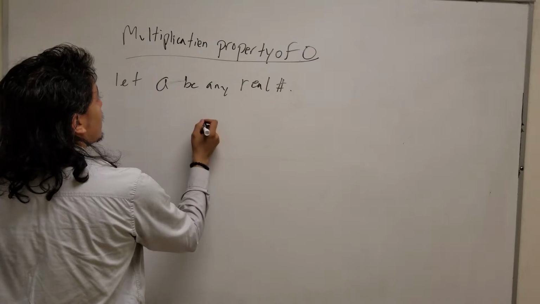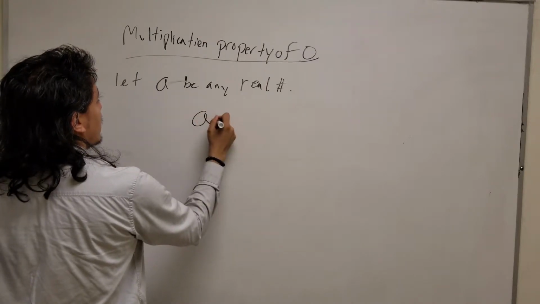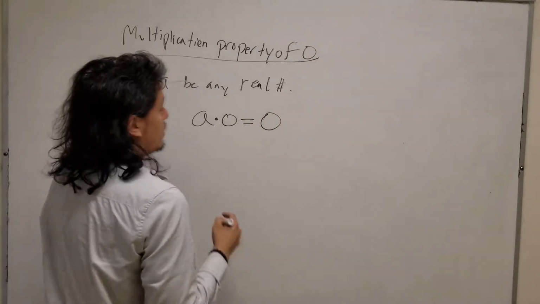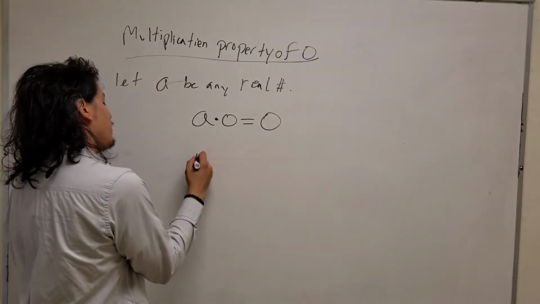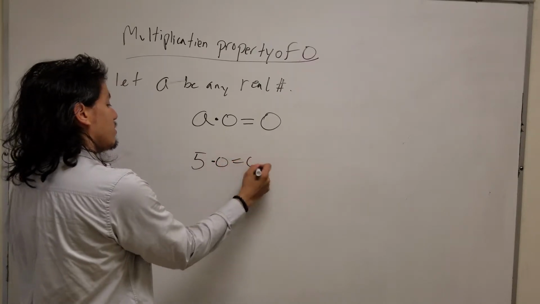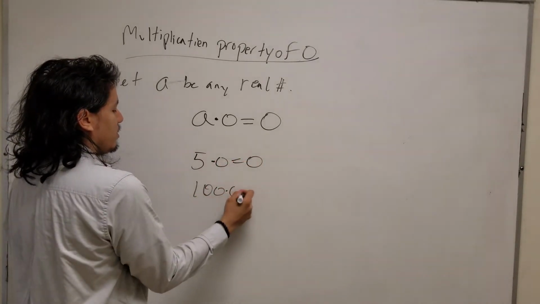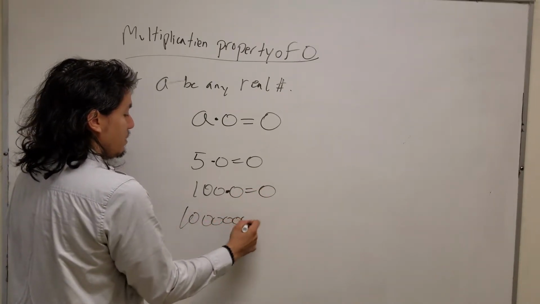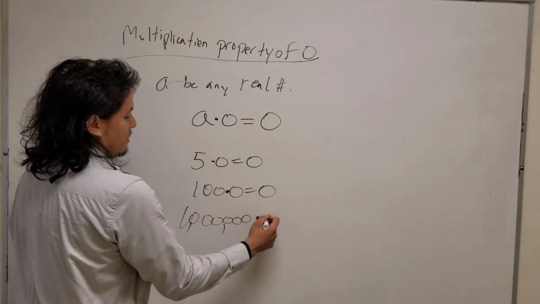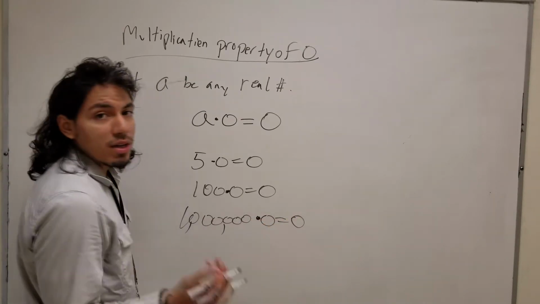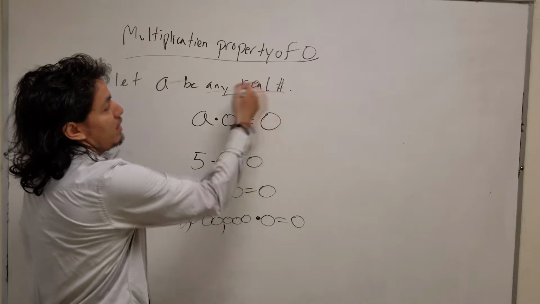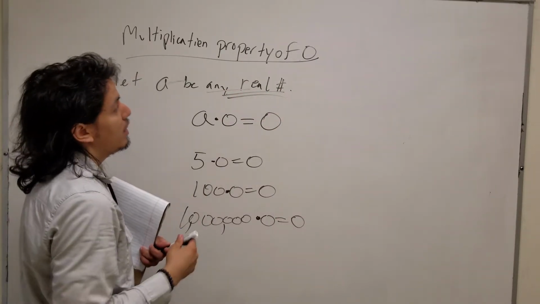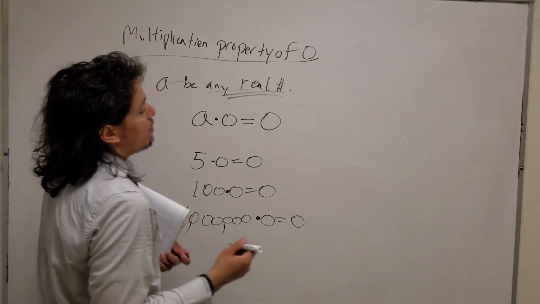And then I say A times 0, what's that going to be? 0. Because if I let A be 5, 5 times 0 is still 0. Let's say 100. 100 times 0 is 0. 1 million times 0 is 0. I emphasize any number because it doesn't matter what number I multiply, it's going to give me 0. And that's the property of 0.